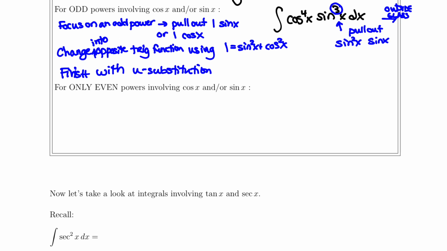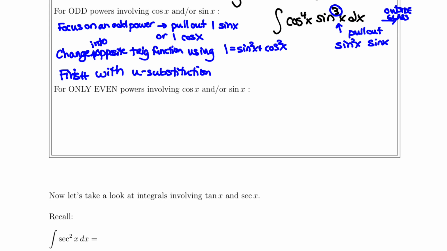All right, even powers. For only even powers, what do we use? Alex, what do we use for only even powers? Power reducing. So if it's only even, we use power reducing formulas. For instance, cosine to the 4th of 10x dx, or sine squared of x cosine to the 6th of x. Now we use what's called power reducing.